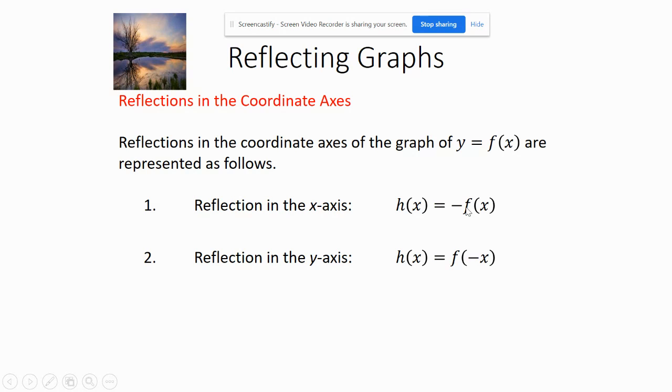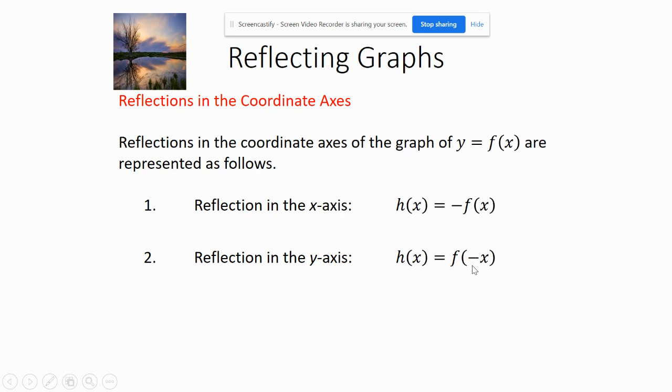If a negative is in front of the entire part, that means you would take your answer, which in this case was a positive, and now make it negative. So we flip it across the x-axis from a positive to a negative. And conversely, if your answer was negative and you have a negative in front of it, negative times a negative would make it a positive and flip it back to the top. But we don't call it flipping, we call it reflection in the x-axis.